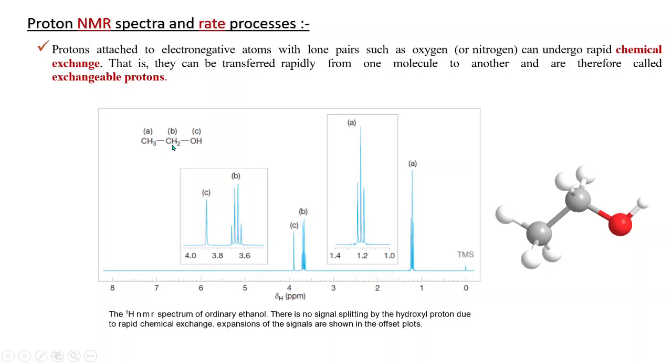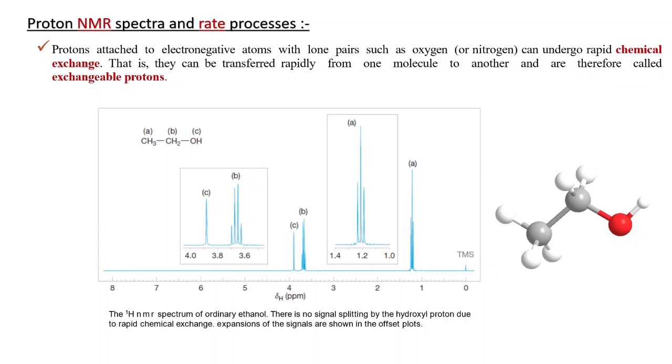Let's take an example. Suppose you have a camera and you want to take a picture of any fast moving object, a bike, a car, or anything. If that object is so fast, then you won't be able to take the picture of that object. So what is happening here is that this proton exchange process is so rapid that the NMR instrument is not able to record it.